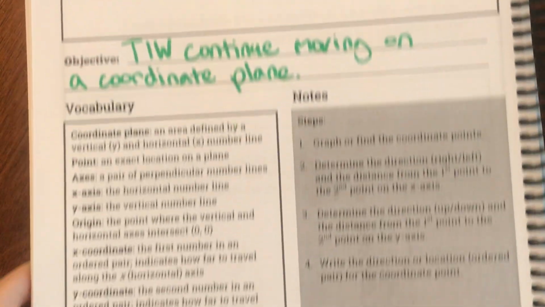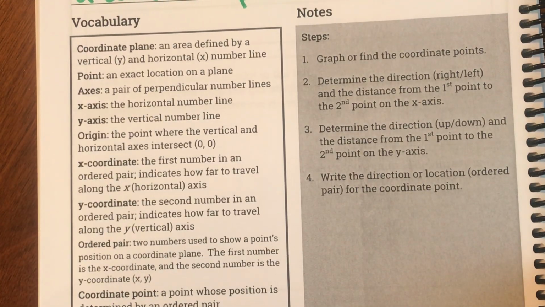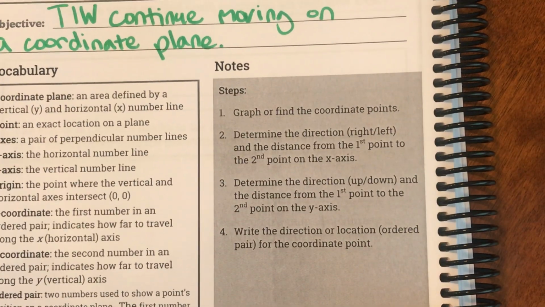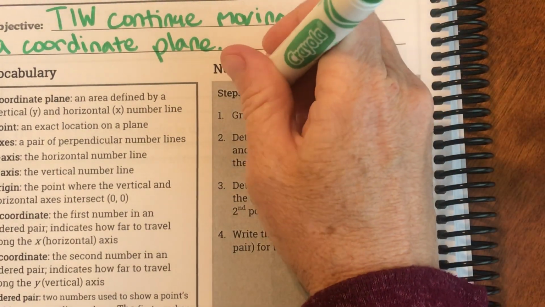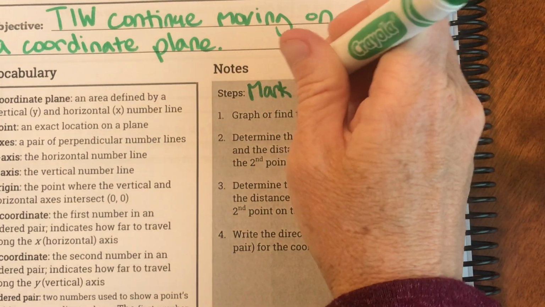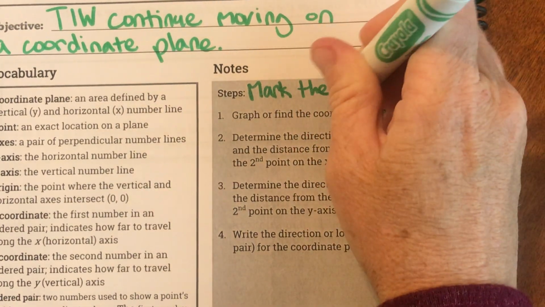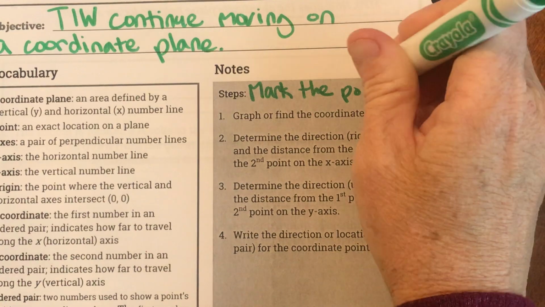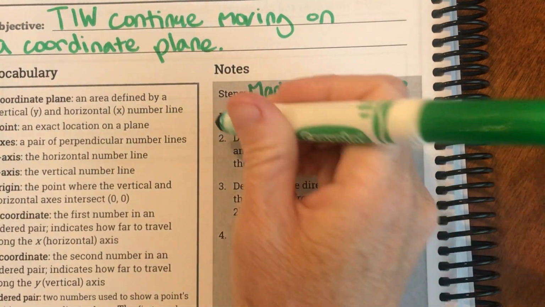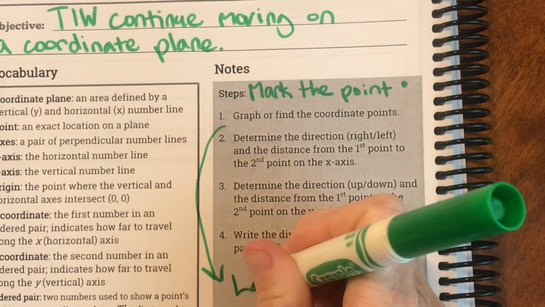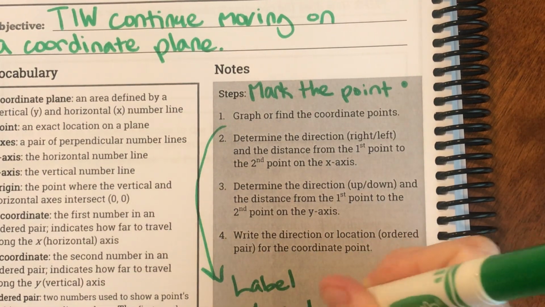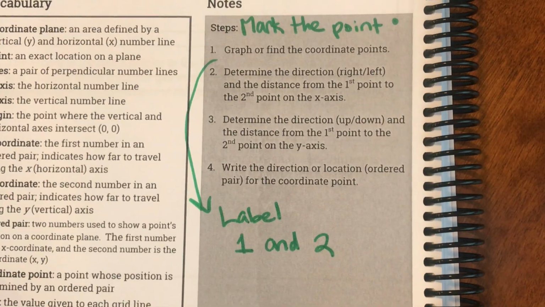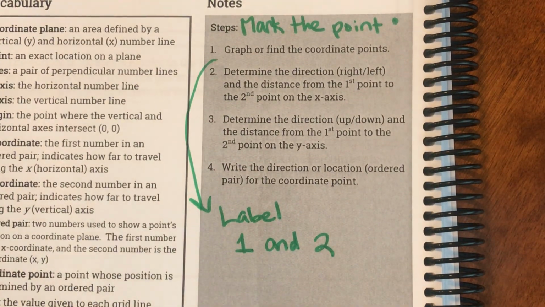Okay, so remember yesterday we said we didn't have any new vocabulary, and for our notes section we added some notes. We said that we're always going to mark or make the point, because that tends to throw people off. And then we said that we're going to label 1 and 2, our first and our second location. We're going to make sure we're labeled so we're not giving directions from the wrong area.